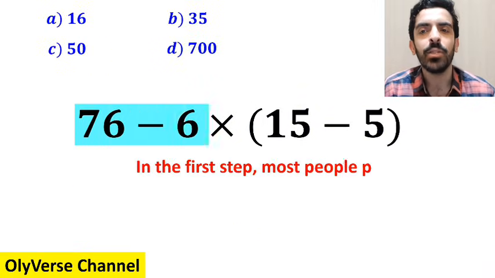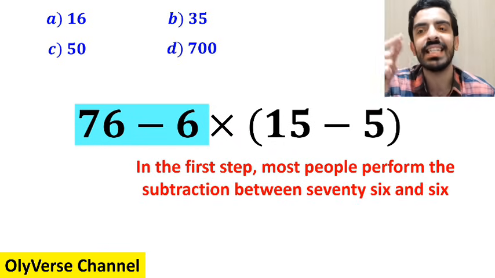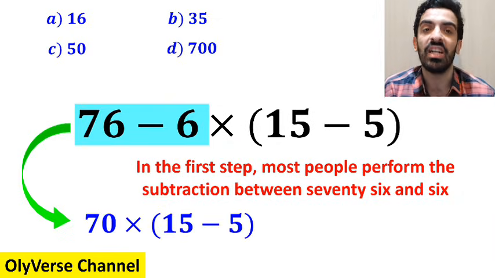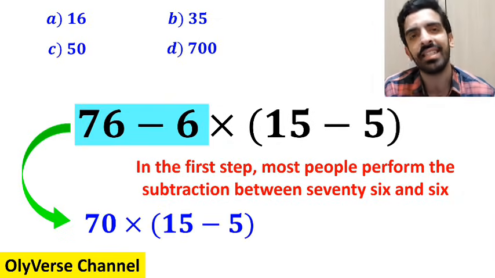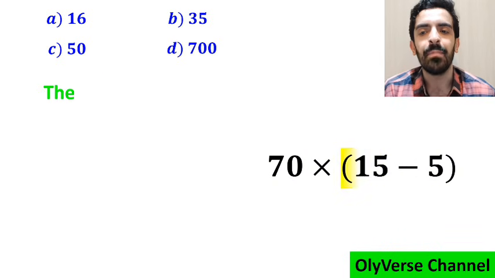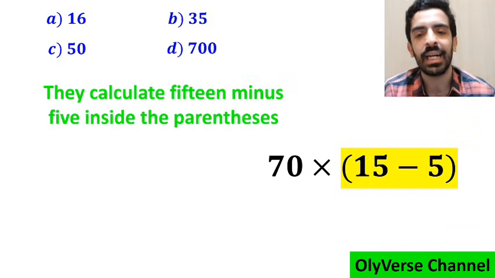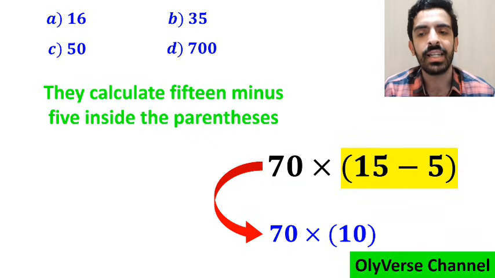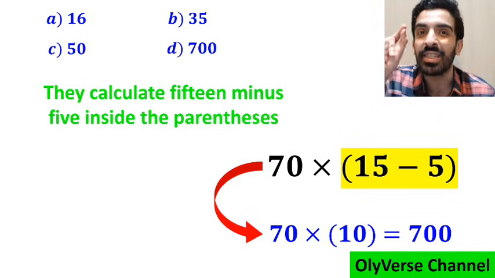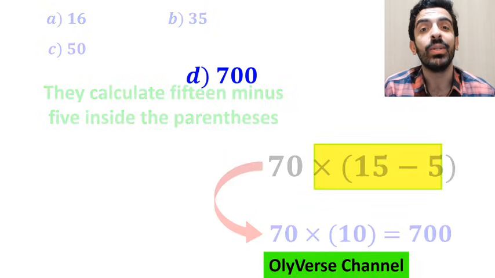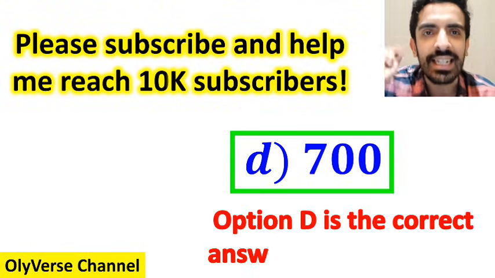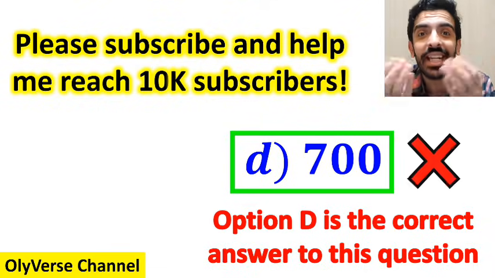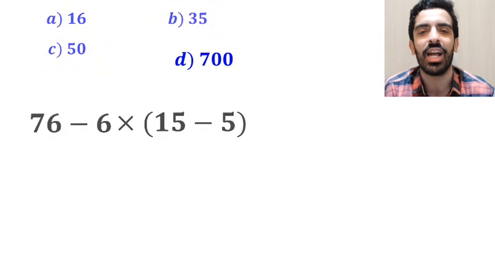And the first step, most people perform the subtraction between 76 and 6, which I have highlighted in blue. So, this expression simplifies to 70 multiplied by 15 minus 5 inside the parentheses. And the next step, they calculate 15 minus 5 inside the parentheses, which becomes 70 multiplied by 10. And finally, the value of this expression must be equal to 700. Then, they quickly say that option D is the correct answer to this question. But I have to say we were tricked and it's not the correct answer to this question.